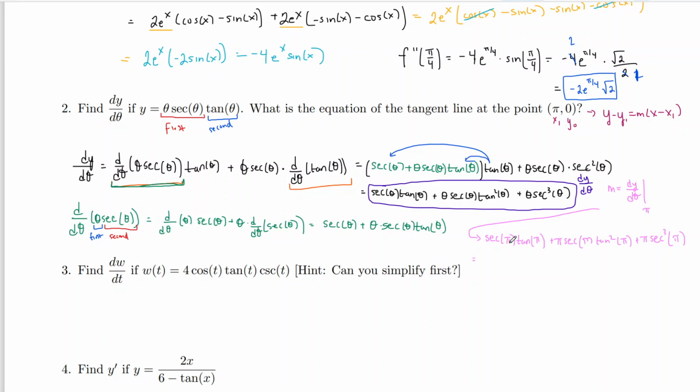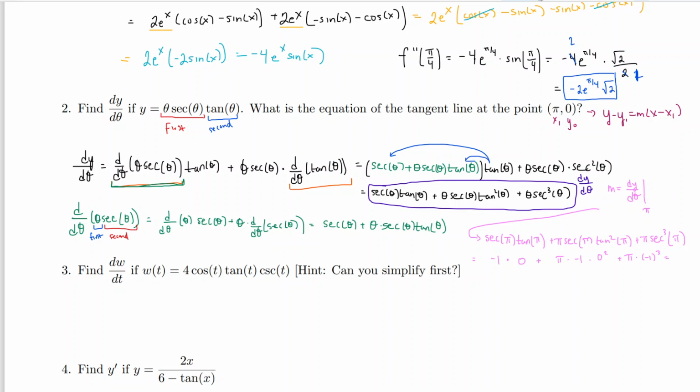Now secant of pi is -1. Tangent of pi is 0, plus pi times secant of pi, again -1, times tangent squared of pi. Well, this is 0, so this is 0 squared. And then plus pi times secant cubed of pi. Secant of pi is -1, and we cube it.